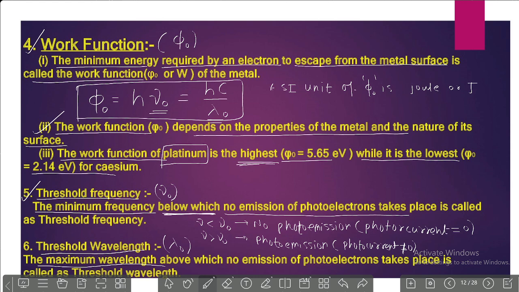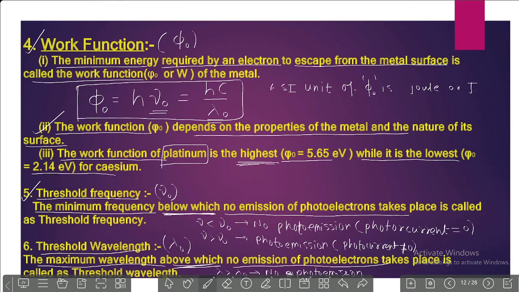So maximum wavelength, remember the wording, above which no emission of photoelectrons takes place. That means if incident wavelength lambda is greater than lambda naught, then no photo emission. So remember, what is threshold wavelength? The maximum wavelength above which no emission of photoelectrons takes place is called threshold wavelength.